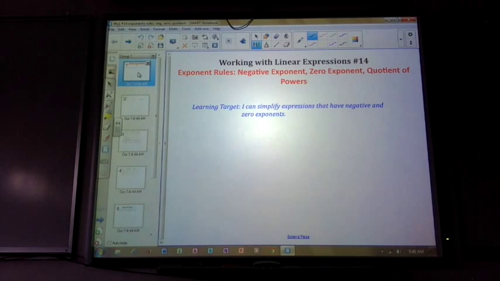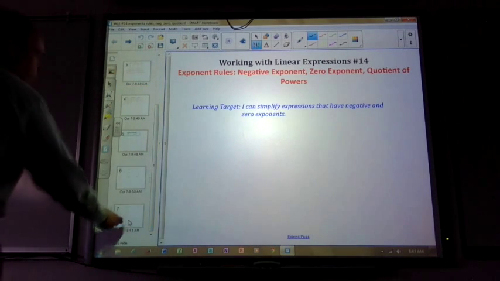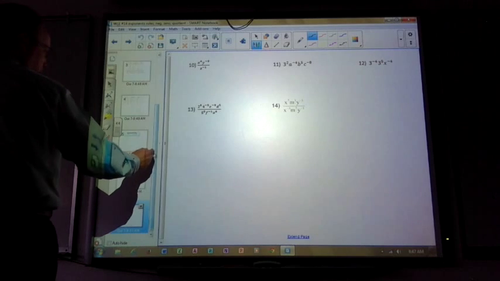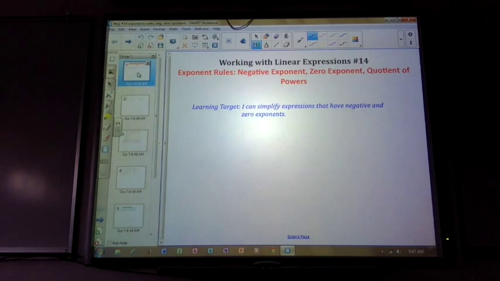All right, you guys ready? Hang on. First, let's see how many slides we have. Really? Holy cow. Okay, well, we're only going to get some of this done, but I think we're okay. You guys set? Okay. Working with linear expressions, number 14. Exponent rules. So a negative exponent. Angela, you were asked about that negative exponent before, weren't you?